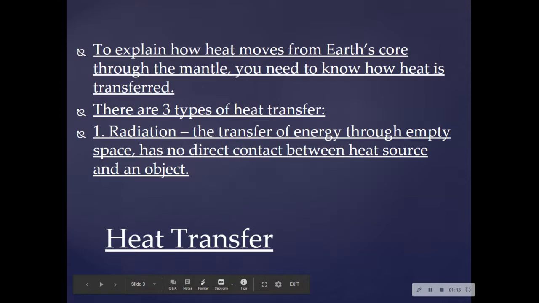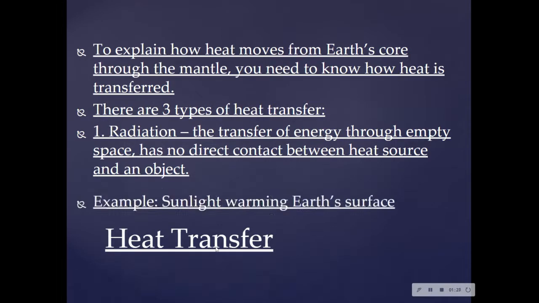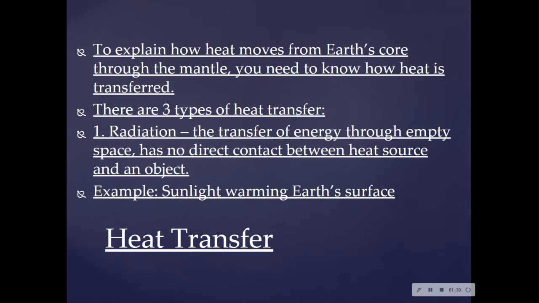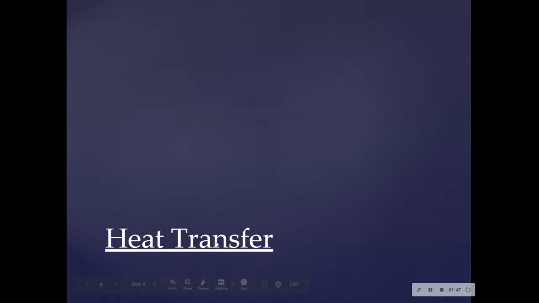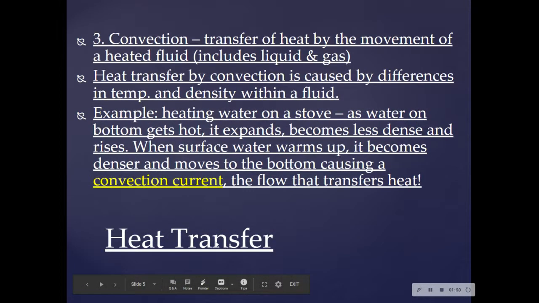But going on that way, we're talking about 3 different types of heat transfer. So radiation is one way. Energy will transfer through empty space with no direct contact with the heat source. That is not what the mantle does. The sunlight warming the Earth's surface would be the example of that. Conduction is when a heat transfer has direct contact. So if you're putting a metal pot on a stove to boil water, that is conduction. Now convection is what we're talking about with the mantle.